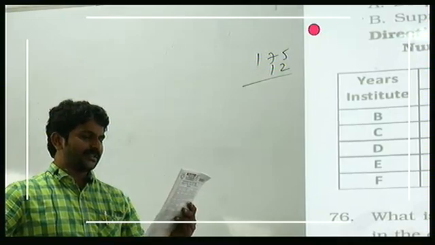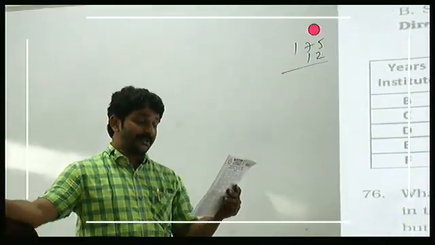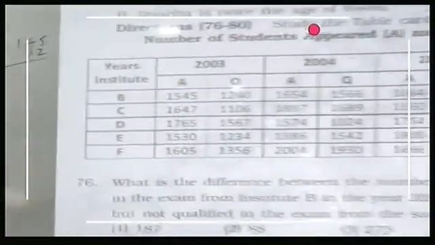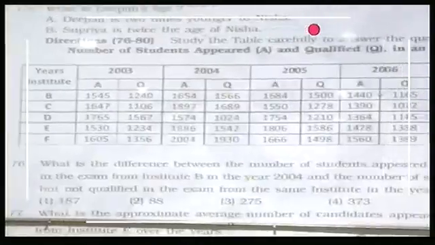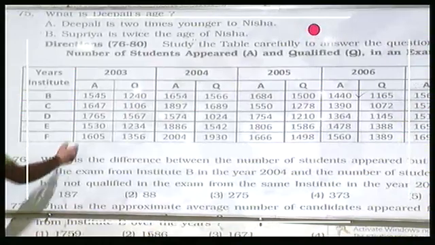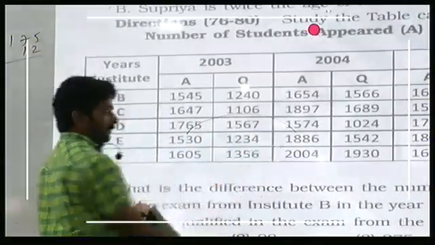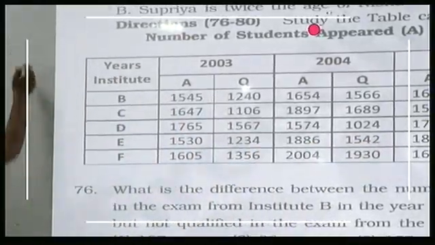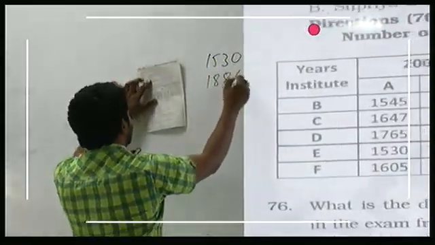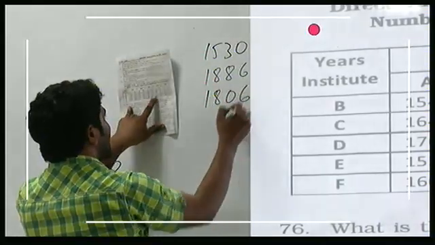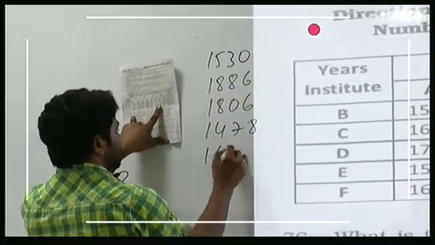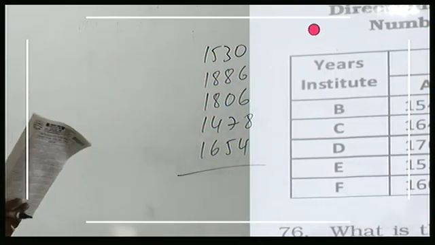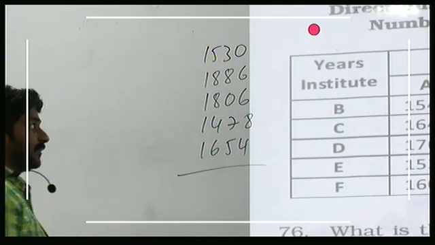77. What is the approximate average number of candidates appeared for the examination from Institute E over the years? Appeared candidates average, right? From here every alternate number: 1530, 1886, 1808, 1806, like that. Let's take numbers as it is. 1530 and then 1886. Next alternate 1806. Next alternate 1478, 1654. I think verifying the last digit is enough. Hope so. Last digit verification is enough.